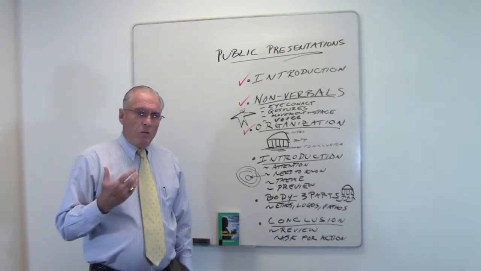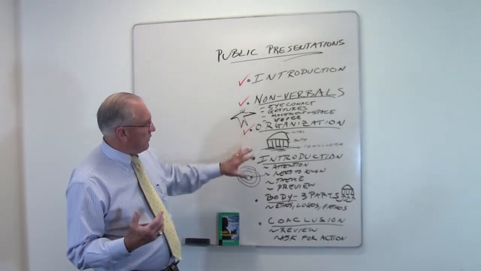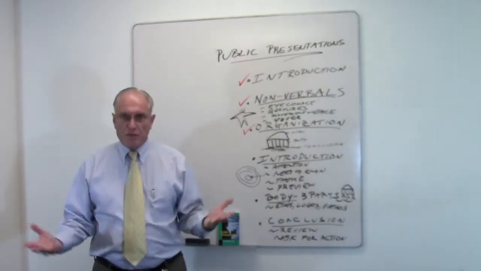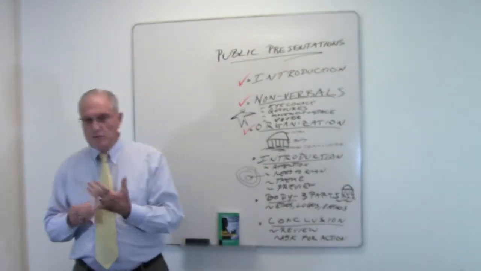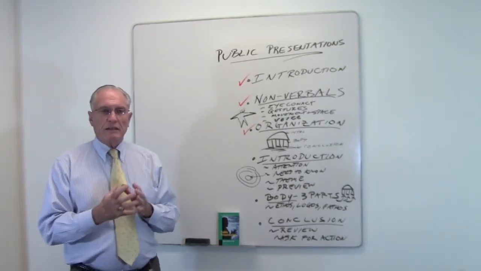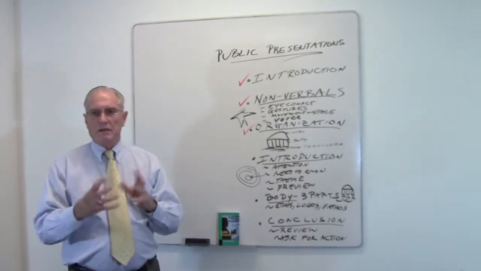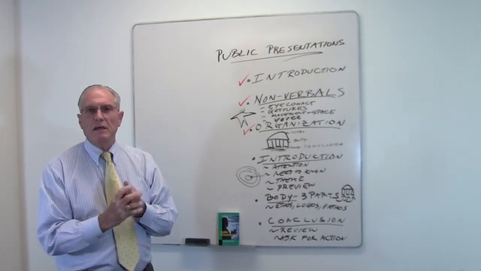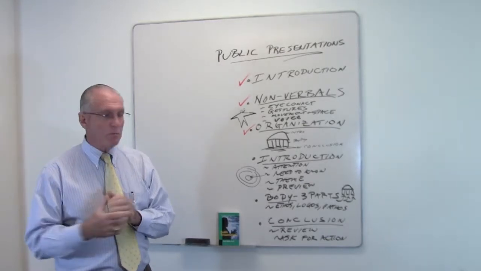And we mentioned earlier that we have nonverbals and then organization, and in the organization we talked about three parts of the speech: the introduction, the body, and the conclusion, and how each one of these was integral in telling the audience what you're going to tell them, what you told them. It's the repetitive nature of speaking that embeds itself in people's minds.